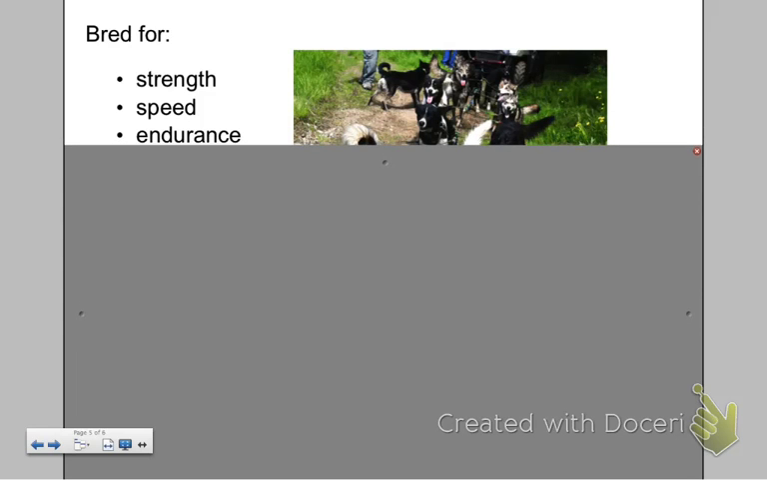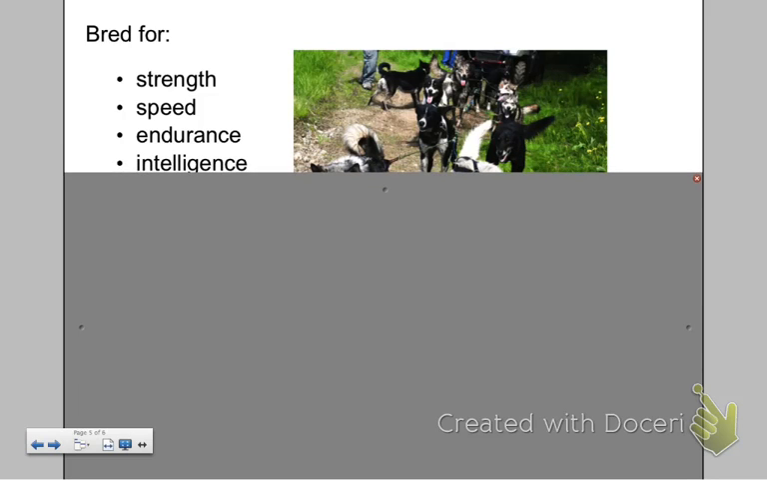Endurance, to be able to go over long periods of time, pulling all of that and keeping focus. And being focused also kind of goes along with the intelligence of a dog. You need a smart dog. We've done some different tests in different classes on the intelligence of dogs, and we'll talk more about why you would want an intelligent dog in your team of dogs.